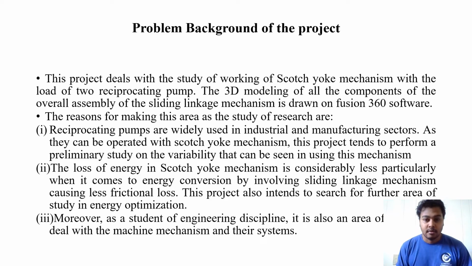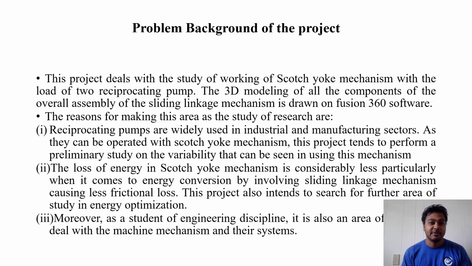Hello, good morning, and thank you, Asutosh, for giving me this opportunity. Now I'll be talking about the problem background of the project. As my friend earlier mentioned about this mechanism and how this is applied in different fields of manufacturing and industry, I'll be talking about the problem area that actually motivated us to do this project.